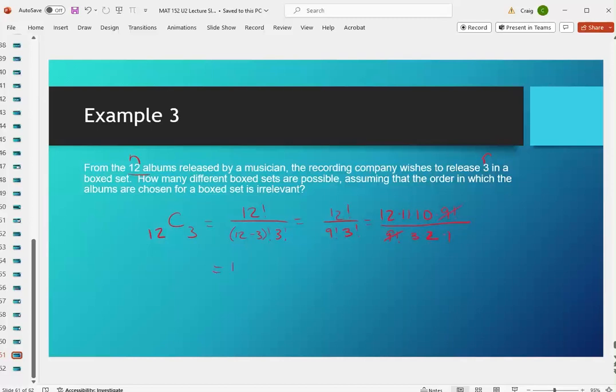And we wind up with 12 times 11 times 10 divided by 3 times 2 times 1. 3 times 2 is 6. 12 divided by 6 is just 2. 11 times 10 is 110 times 2 is 220. So there are 220 possible different box sets you could make from those 12 albums.